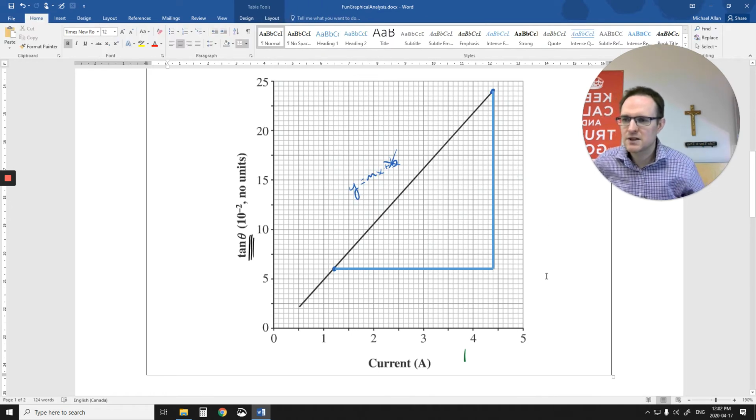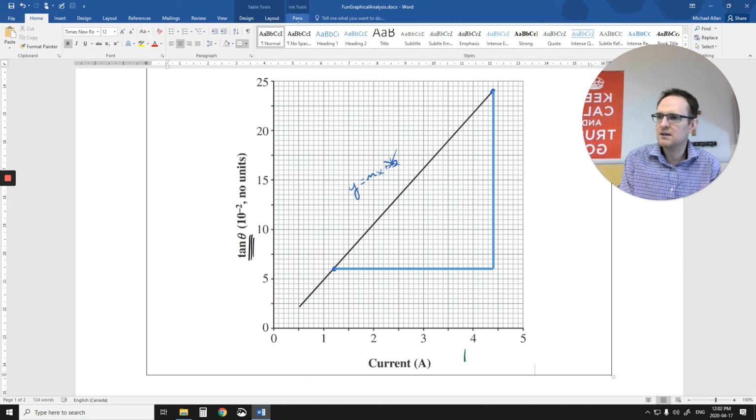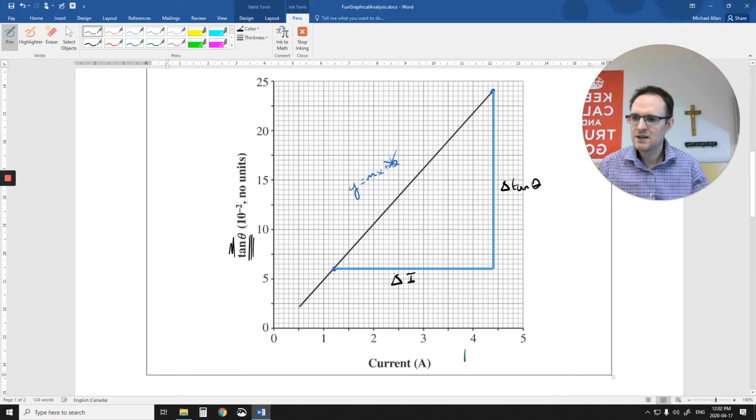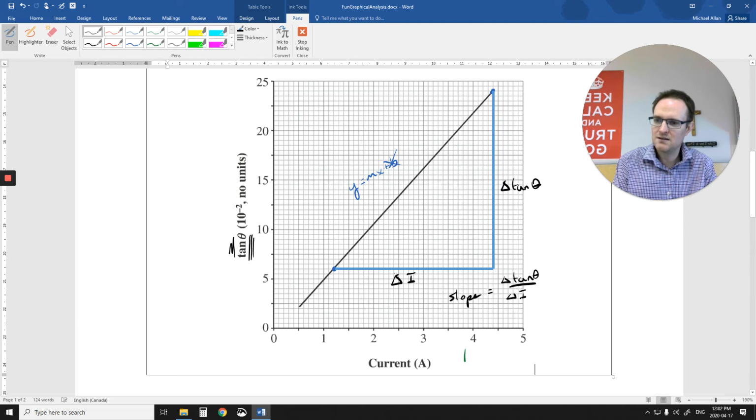Okay, so there's my slope triangle, but to calculate the slope, we go to the rise, and the rise in this case is my tan theta. So this is my change in my tan theta here, and the bottom is my run, which is my change in my current. So if I did my slope calculation, which is going to be my rise, my change in my tan thetas, divided by my change in my I's, that's what I would do to get my slope.